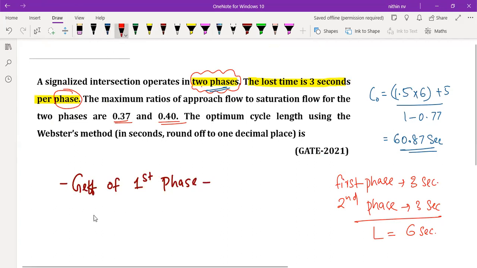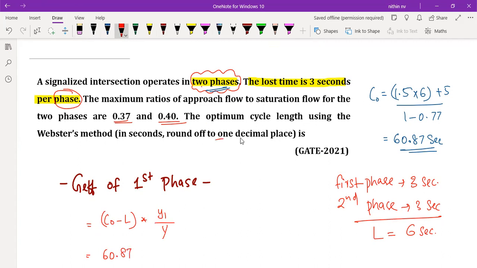Then what to do? We know the equation C naught minus L into, if it is first phase, I can keep Y1 by capital Y. Right or not? So C naught we have calculated here as 60.87. Okay, in this question actually they have mentioned to round off to 1 decimal, so final answer you have to keep like 60.8 or 60.9. That's it. Okay, because they told round off to 1 decimal. So 8 or 9. Now 60.87 minus how much was L? We have already calculated in the second question. So 6 seconds.